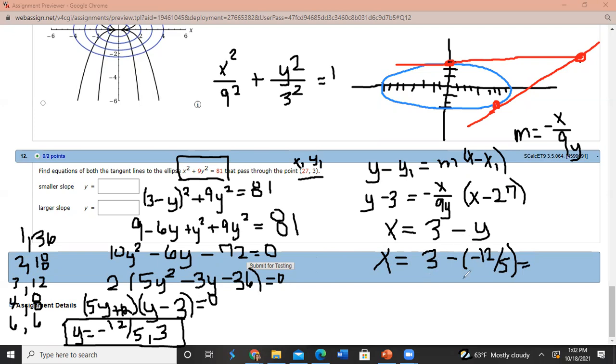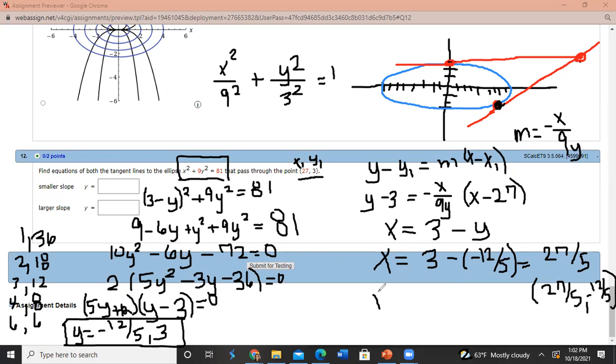This is like 3 plus 12 over 5. And if we get a common denominator, this would be like 15 plus 12. So that'd be 27 over 5. Okay, so this means one of my points is going to be 27 over 5, comma, negative 12 over 5. That's my 1 point. That's probably going to be this guy here, just in my rough sketch.